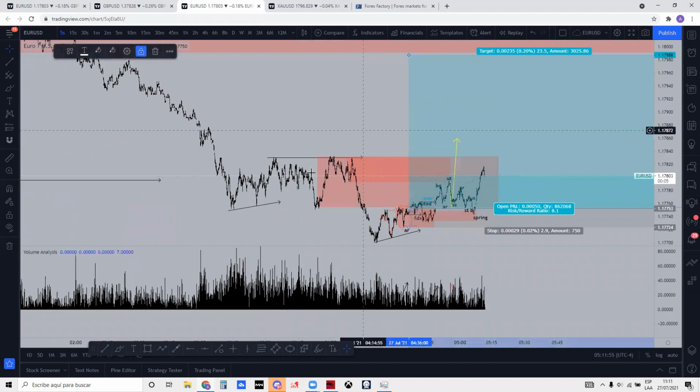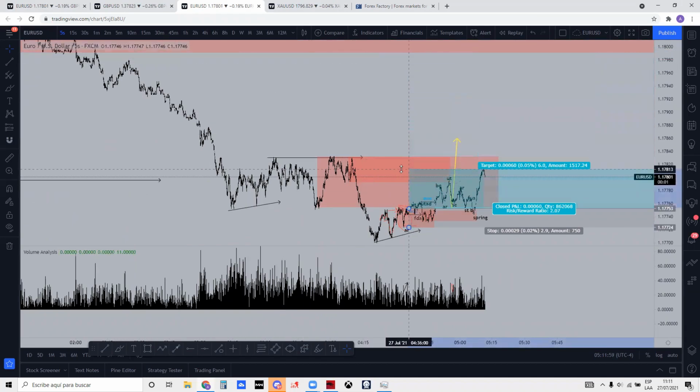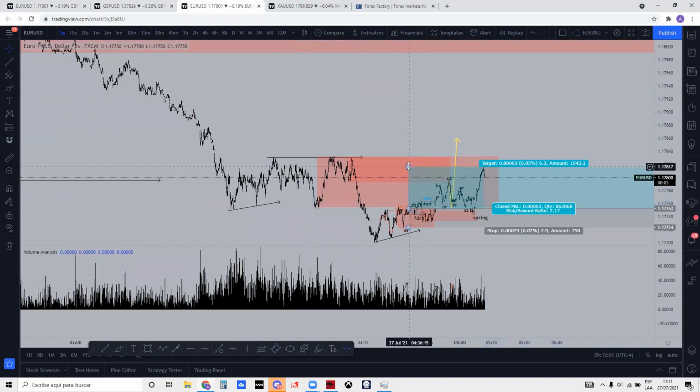This trade already how much? 2R, well, it's a scalp.